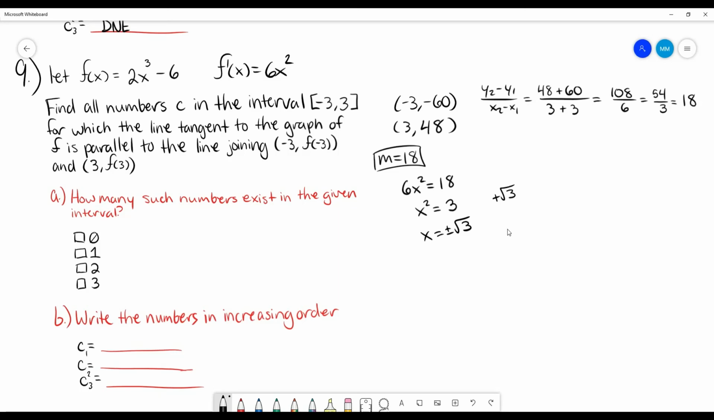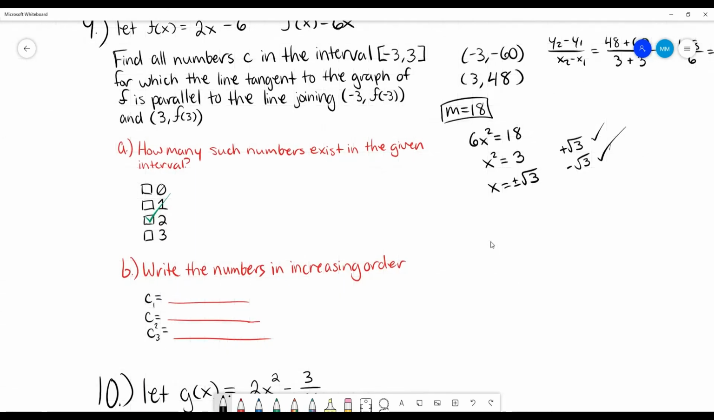Let's see, I know a positive square root of 3 is between 1 and 2, which is on this interval, so that checks out. I know a negative square root of 3 is between -1 and -2, which is also on this interval, so that checks out. So this time we have two numbers that exist in this given interval. We want to write them in increasing order, so I'm going to put my negative square root of 3 first, and then the positive, and the last one does not exist.